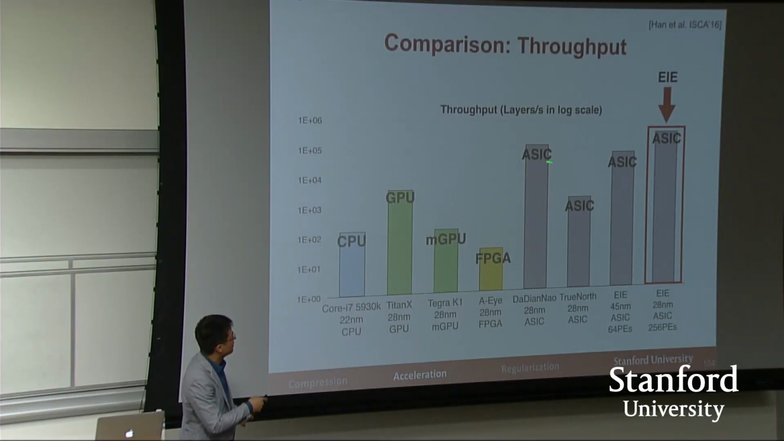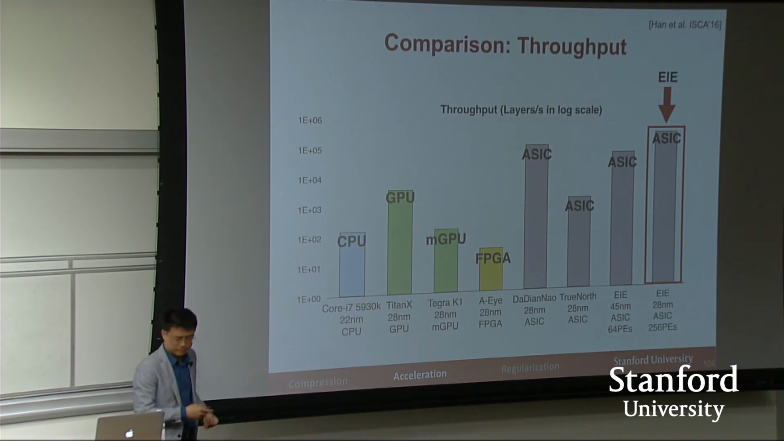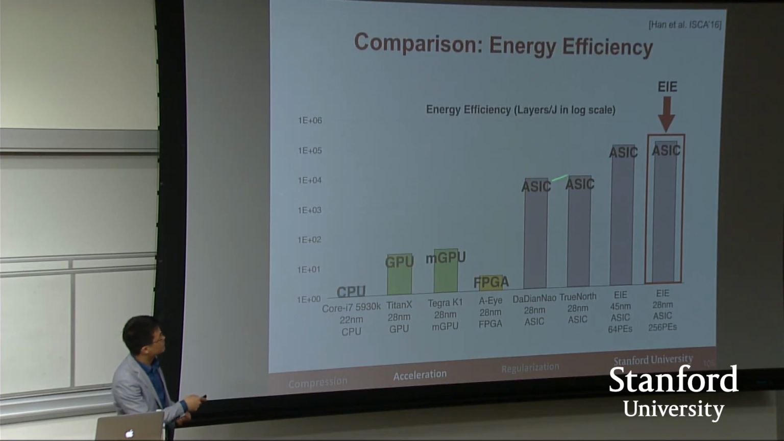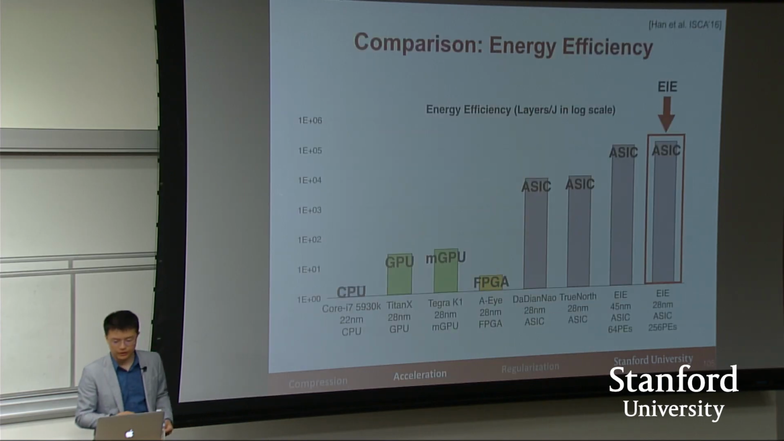If you say ASIC is always better than CPUs and GPUs because it's customized hardware, this compares EIE with peer ASICs, for example the DaDianNao and TrueNorth. It has better throughput and better energy efficiency by an order of magnitude compared with other ASICs, not to mention the CPU, GPU, and FPGAs.